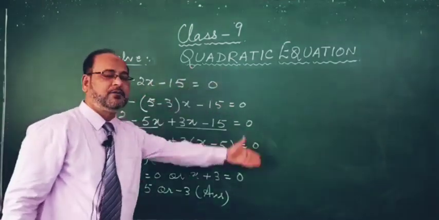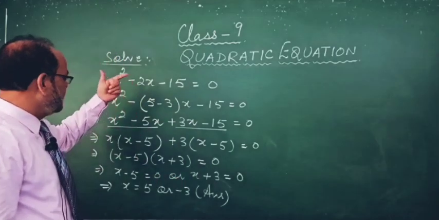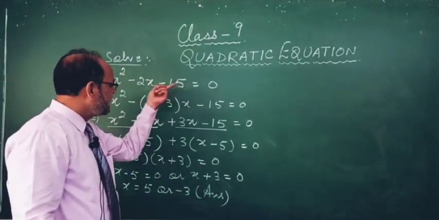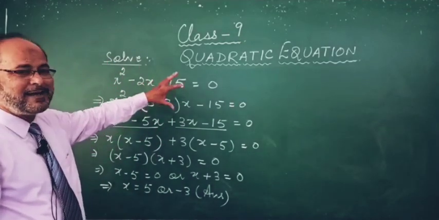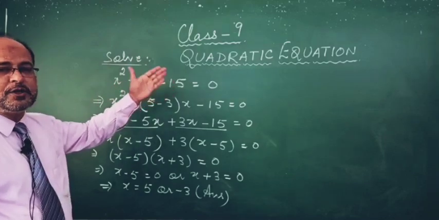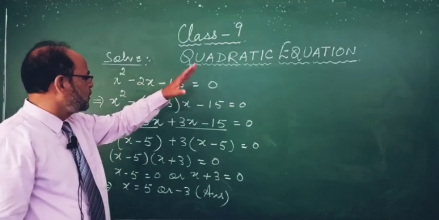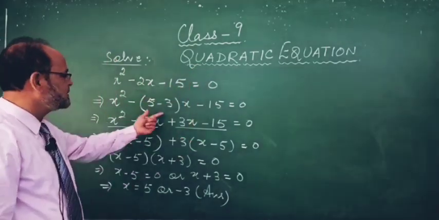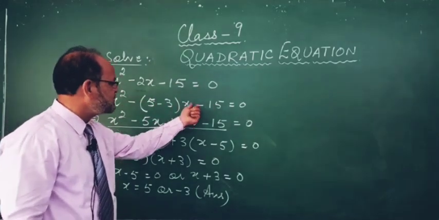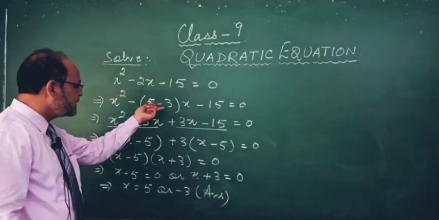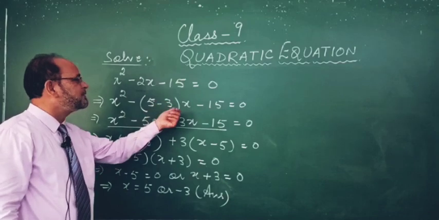Now let's see how to solve a quadratic equation by the factorization method. First we will find two such factors of 15 whose product is 15 and difference or sum is equal to this number which is given here. It is 2 in this case. So 5 and 3, the product will be 15 and the difference will be 2. So we will write it this way: x square minus 5x minus 3x minus 15 equals to 0. Now check it here, the difference is 2. 5 minus 3 will give you 2 and the product, 5 times 3, is 15.